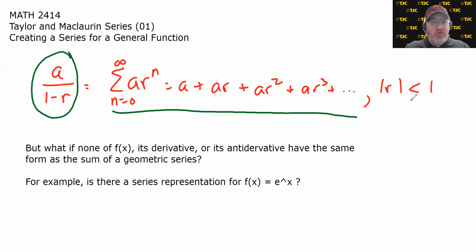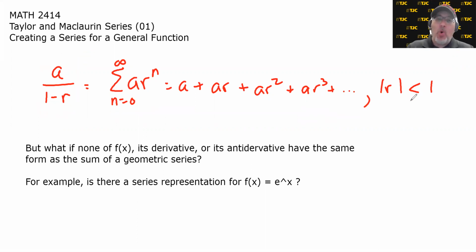But that was assuming that the function or its derivative or its antiderivative could look like this. If the function's derivative looked like that, then we found the series for the derivative and then found the antiderivative to get the series of the original function. Or if the function's antiderivative looked like this, then we found the series for the antiderivative and then took the derivative of that to get the series for the original function.